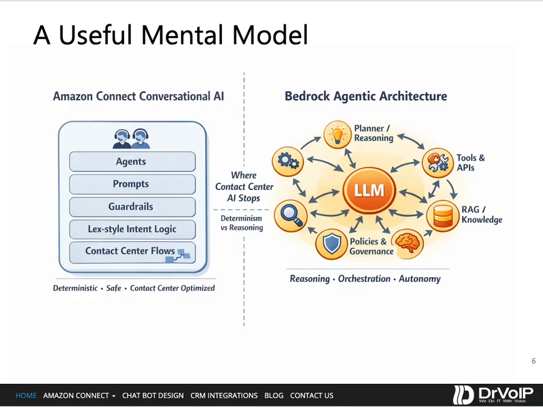A useful model here is that in Amazon Connect, you've got agents, prompts, and guardrails, Lex style intent, logic flow, and contact center flows. That all lives in Amazon Connect. If you're from a Bedrock background, you know that you're working with planning and reasoning. You've got tools and APIs. You've got RAG knowledge bases, policies, governance, observability, a much more sophisticated tool set to work with, and you're working in an entirely separate workspace.